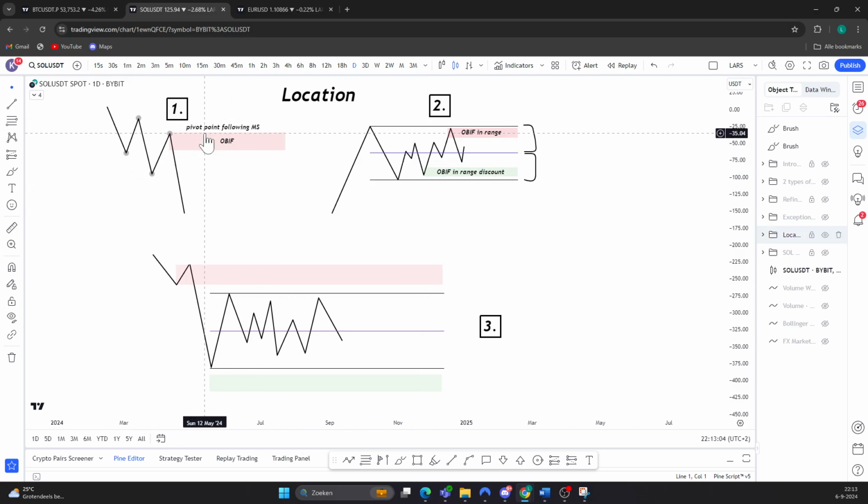Pivot points on the chart. Supply in the upper section of the range, demand in the lower section of the range. Supply above your range and demand below your range. Okay, those are the best places to look for S&D zones. Okay, because they will align with having proper context, and context is always key.